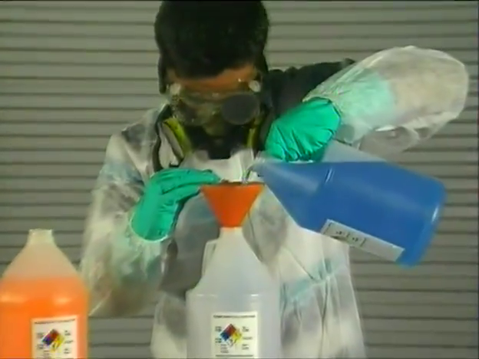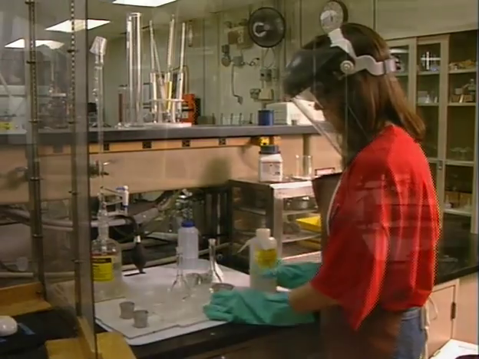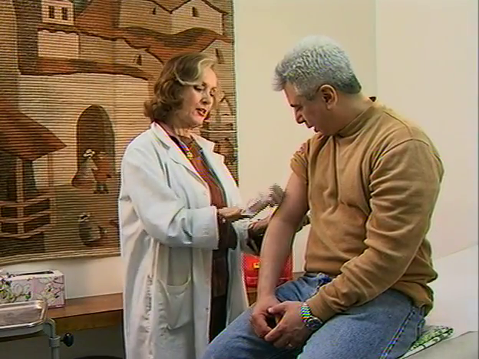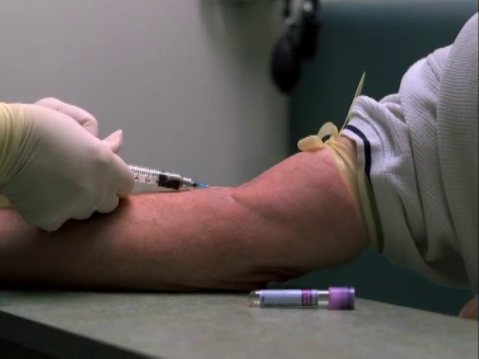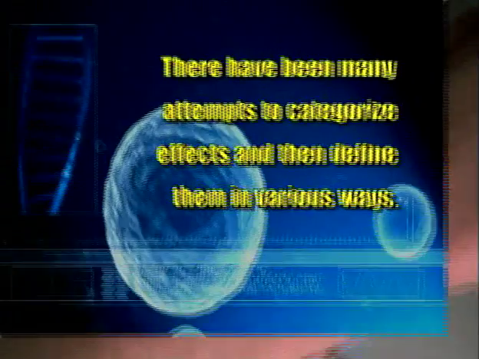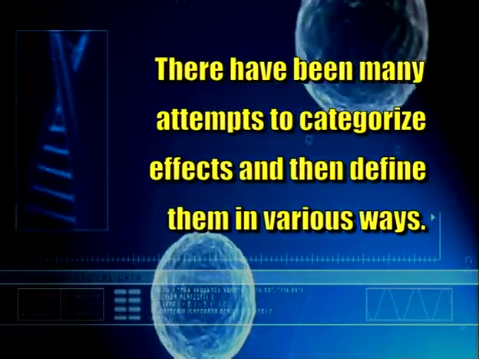The determination of occupational health hazards is complicated by the fact that many of the effects or signs and symptoms occur commonly in non-occupationally exposed groups of people. The effects of exposure are difficult to separate from normally occurring illnesses. There have been many attempts to categorize effects and then define them in various ways.